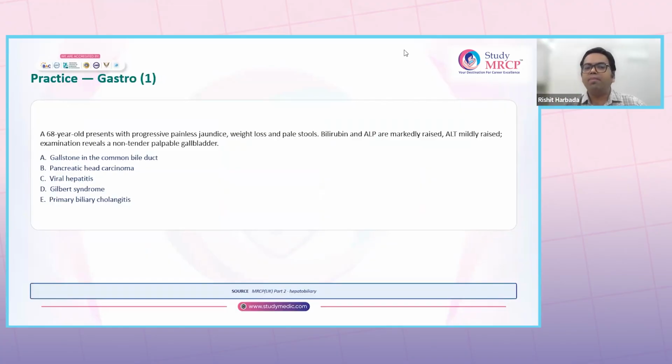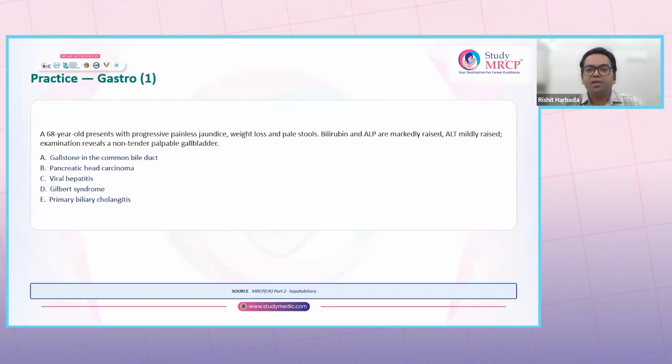There is a 68-year-old male who presents with progressive painless jaundice. He has weight loss and he also has pale stools. Bilirubin and alkaline phosphatase are markedly elevated and the examination reveals a non-tender palpable gallbladder. So there are important highlights given here: painless jaundice, pale stools, weight loss, and a non-tender palpable gallbladder. So what will be the answer over here?